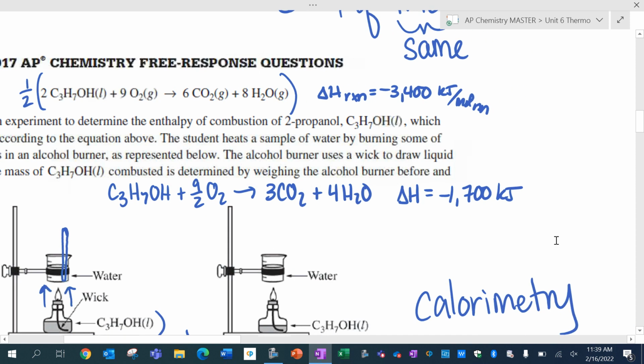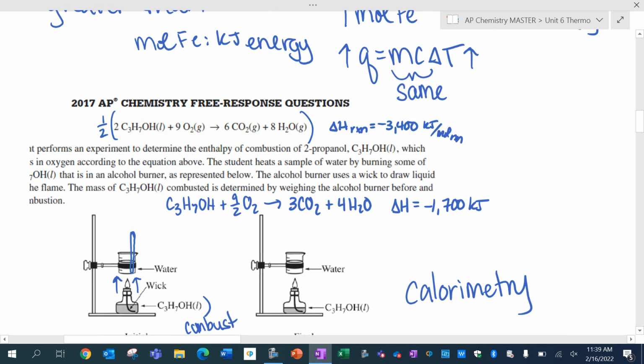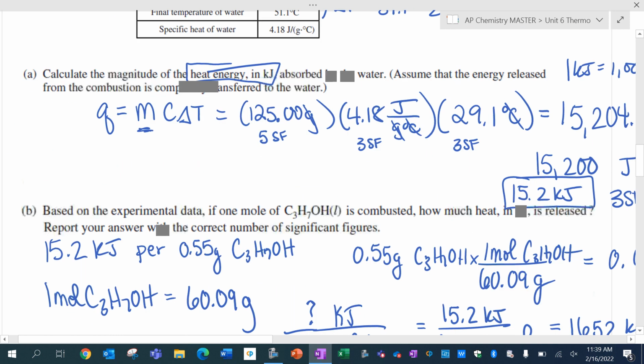So notice how this was the answer to our question part B. So for 1 mole of propanol to combust releases 1700 kilojoules. For the reaction that was originally written, if the question had asked me to solve for that, then the delta H would be 3400. So I'm just trying to point out the relationship between coefficients and this kilojoule value, and there you go.